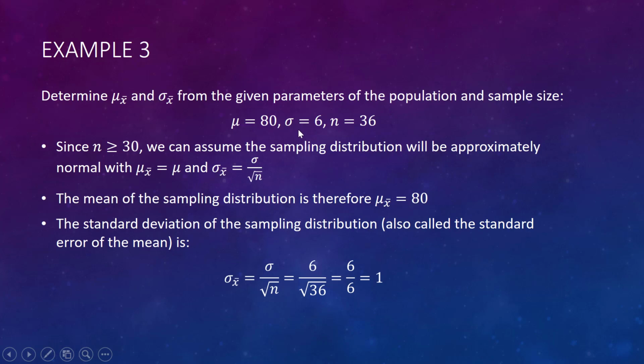So first we have to put in the population standard deviation, which is 6, and then we divide by the square root of n, which is the square root of 36. So we have 6 over 6. So in this case, the standard deviation of our sampling distribution, also called the standard error of the mean, is 1.